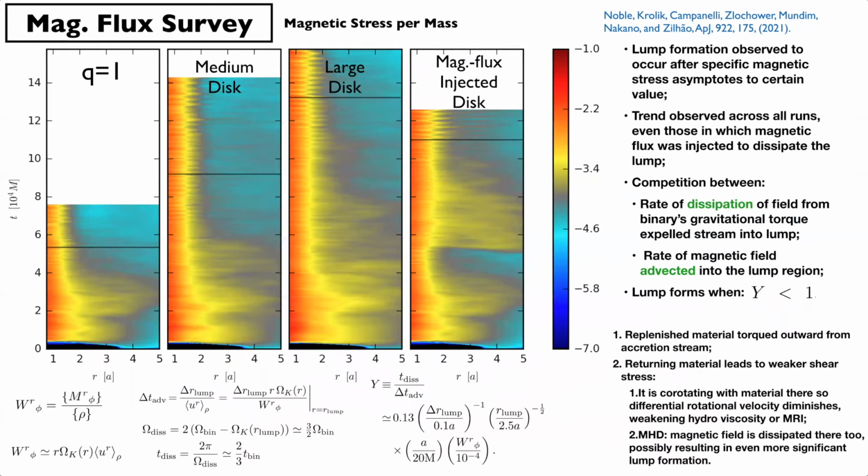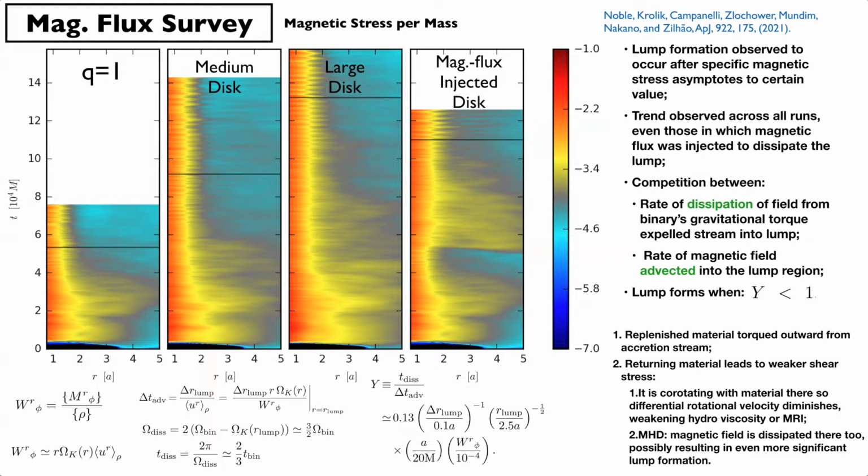Now, we also have found that the lump is sensitive to how much magnetic field there is. The magnetic field gives rise to an internal magnetic stress that can maybe disrupt the lump. So if there's too much magnetic field, in the column on the right, this is a space-time diagram of the magnetic stress per mass, we see that the magnetic field can disrupt the lump at a certain time, but eventually it'll form again. As the burst of magnetic field disrupts the lump, that magnetic field will be accreted, and then the disk will settle into a natural state that the lump can then form again.